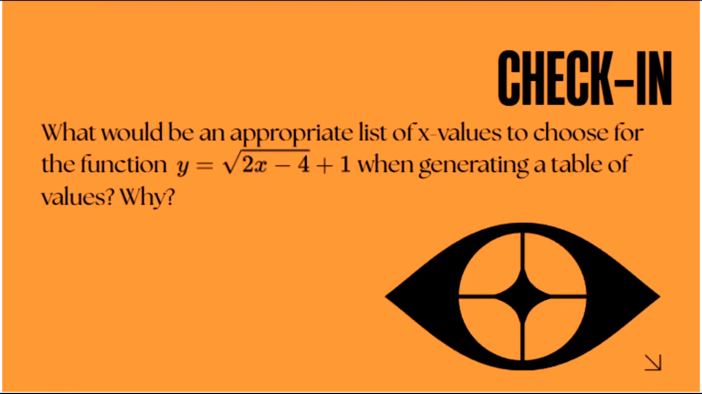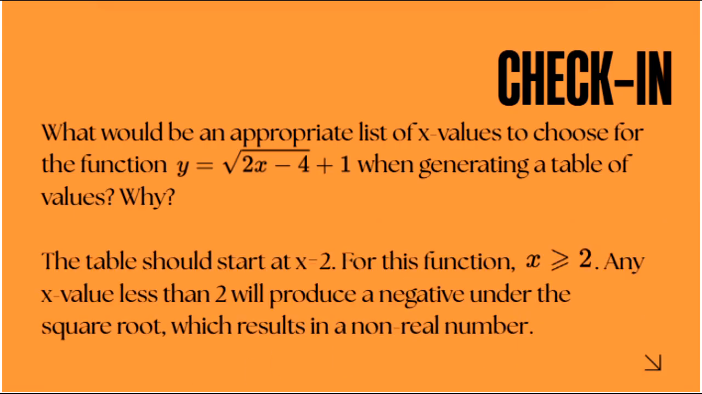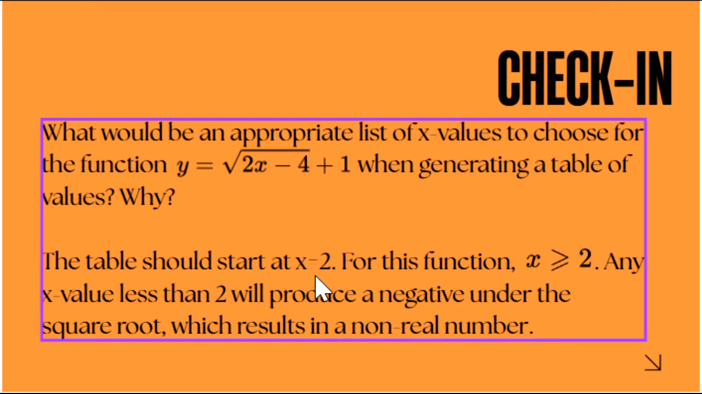All right, a check-in. What would be an appropriate list of x values to choose for the function y equals the square root of 2x minus 4, plus 1, when generating a table of values, and why? I would have no clue at this point, so I'm guessing you won't either. We'll just go ahead.